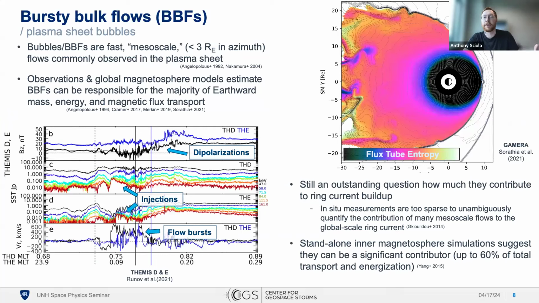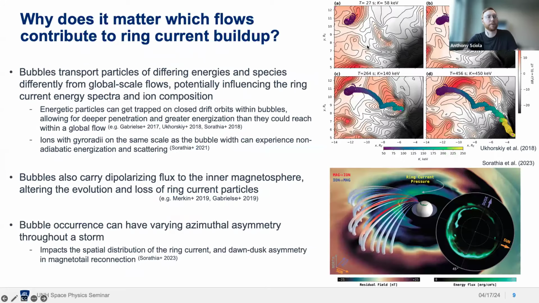These are very fast and mesoscale flows commonly observed within the plasma sheet. They are mesoscale because they're about 3 RE or so in azimuthal width.